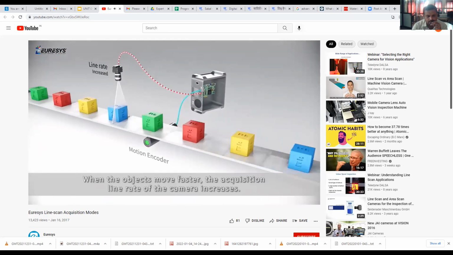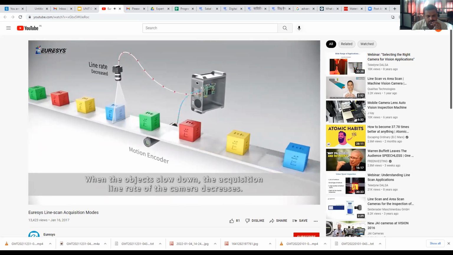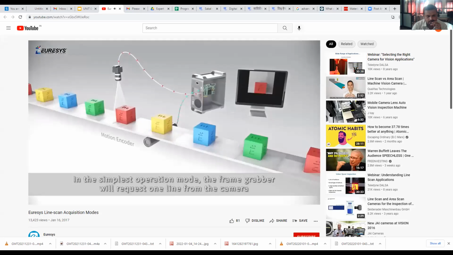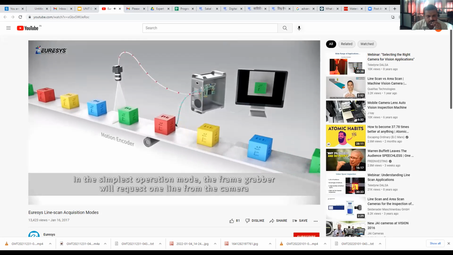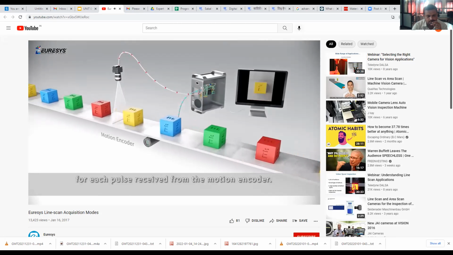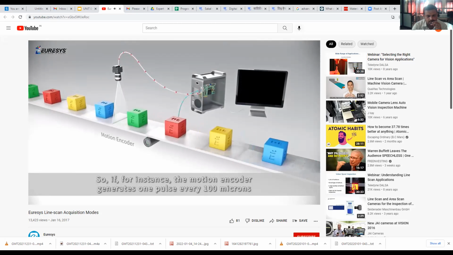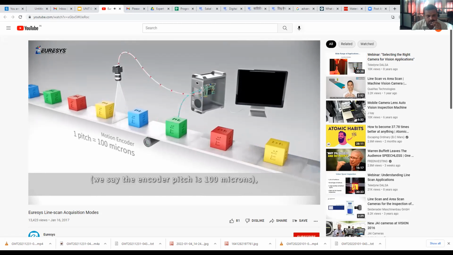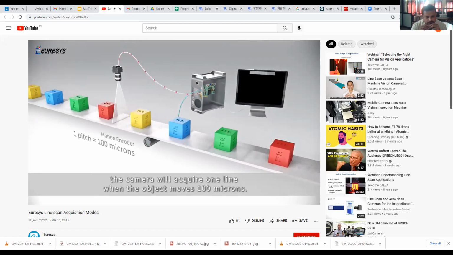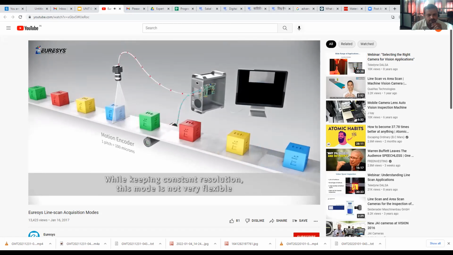When the objects move faster, the acquisition line rate of the camera increases. When the objects slow down, the acquisition line rate of the camera decreases. In the simplest operation mode, the frame grabber will request one line from the camera for each pulse received from the motion encoder. So if, for instance, the motion encoder generates one pulse every 100 microns, we say the encoder pitch is 100 microns. The camera will acquire one line when the object moves 100 microns, while keeping constant resolution.